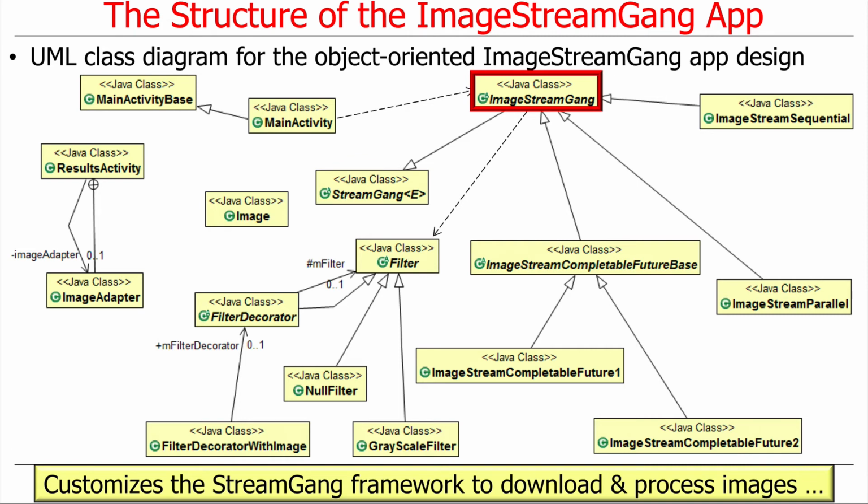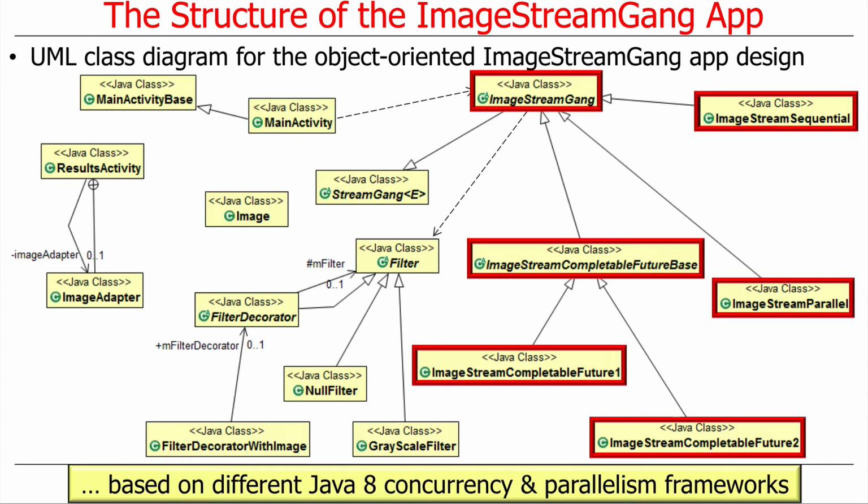In this case, we specialize the StreamGang framework to download and process images via an ImageStreamGang base class. And this is then the base class that's used for the rest of the concurrency models. Sequential, which is kind of the null version or the baseline version that just does it all in a sequential processing model. We have a parallel streams approach. We have a couple of different completable futures approaches.